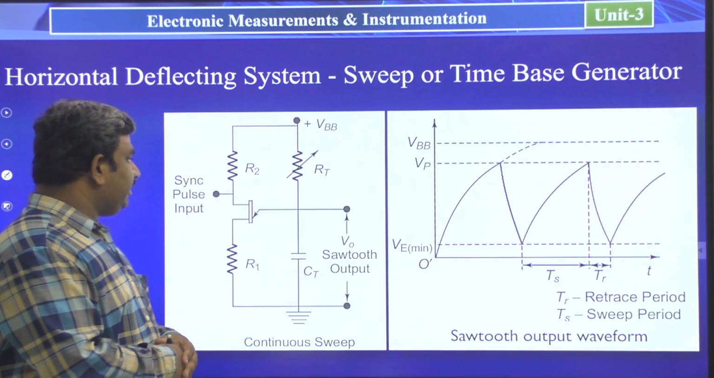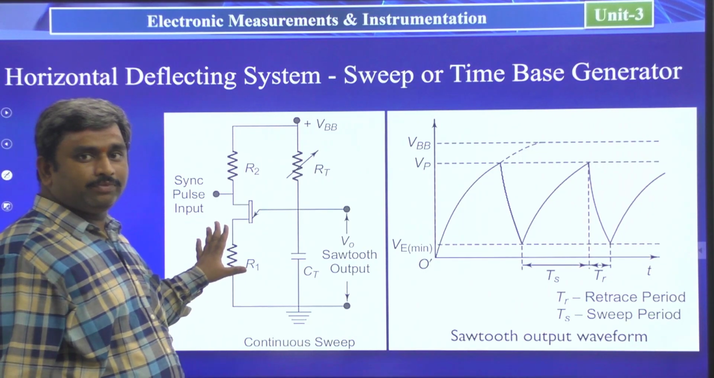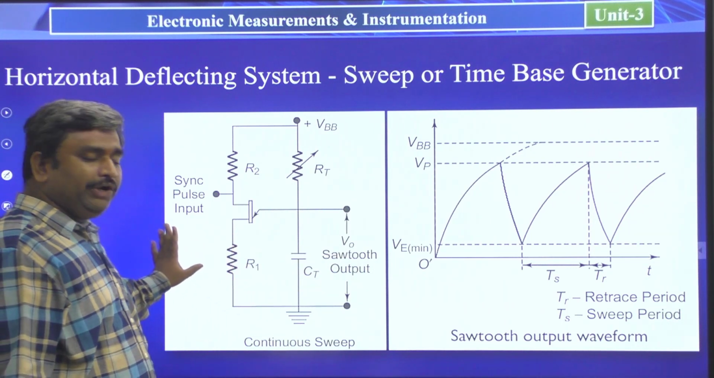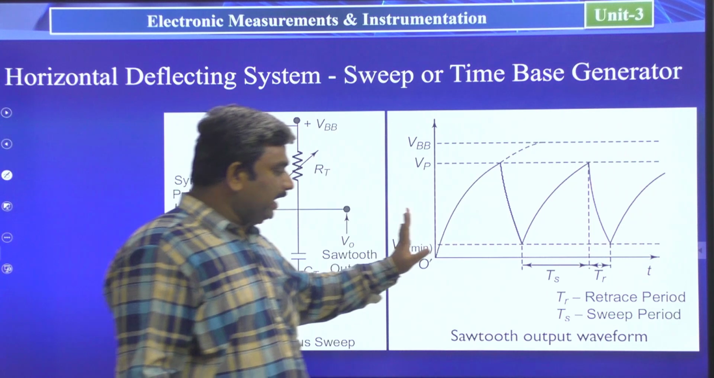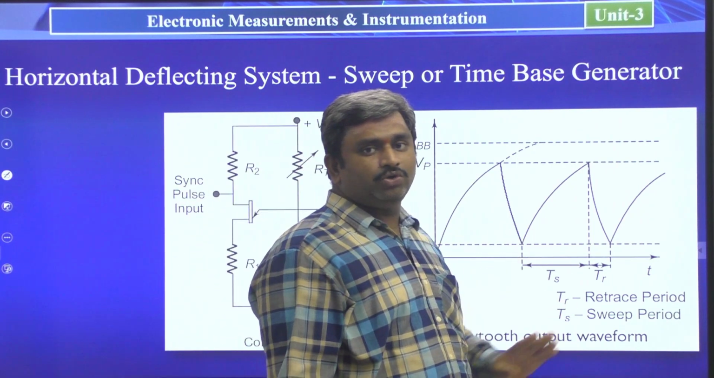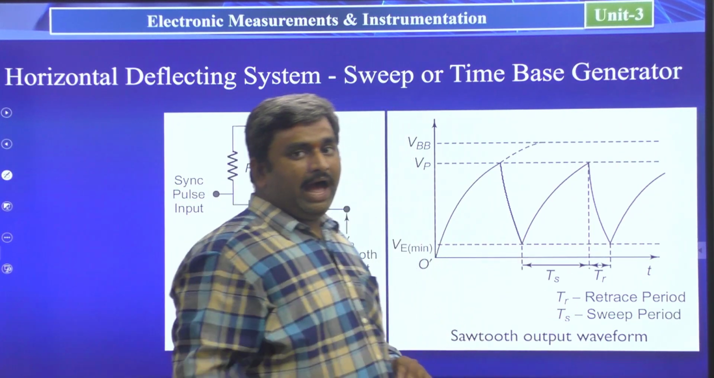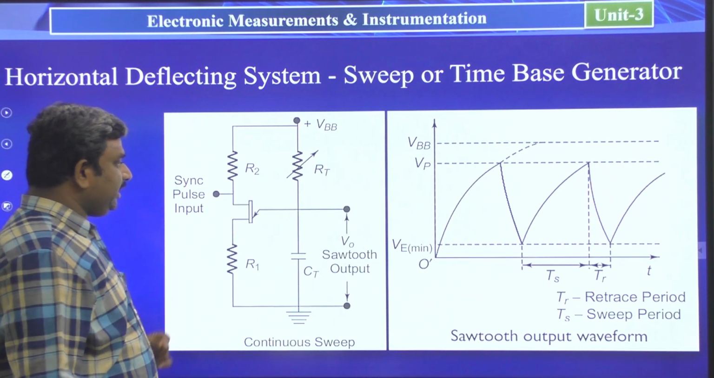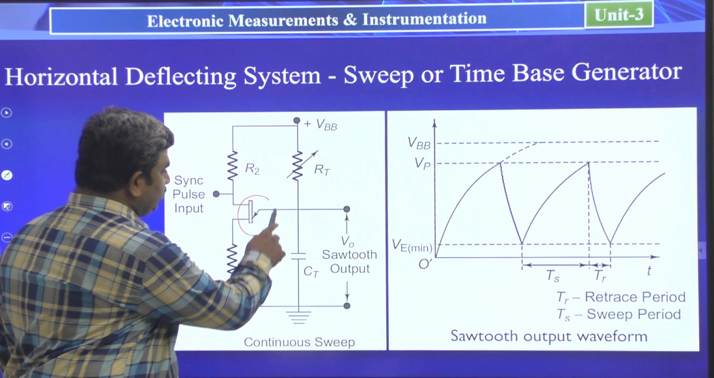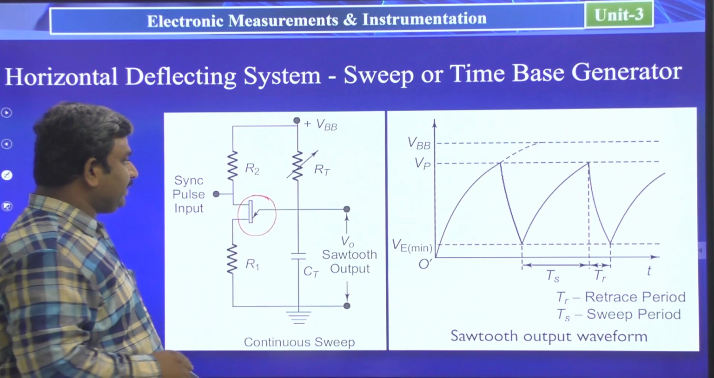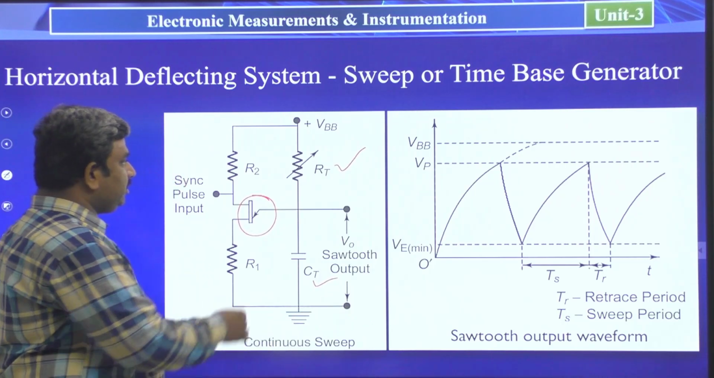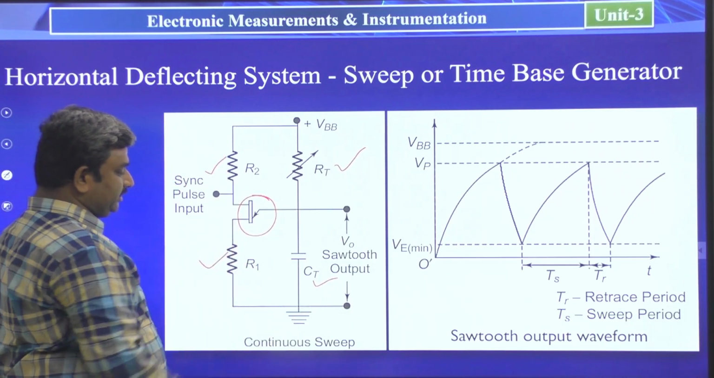See here clearly, we have two diagrams. The first diagram is the continuous sweep generator circuit and the second one is the sawtooth output waveform which will be obtained from this circuit. See here, we have a UJT transistor. Here we have RT, CT, and here are the R2 and R1 resistances.